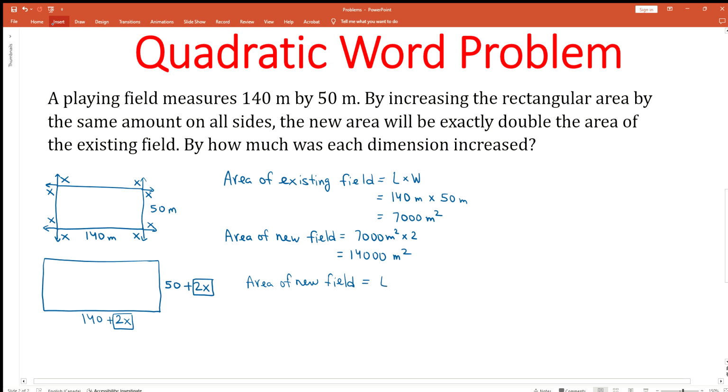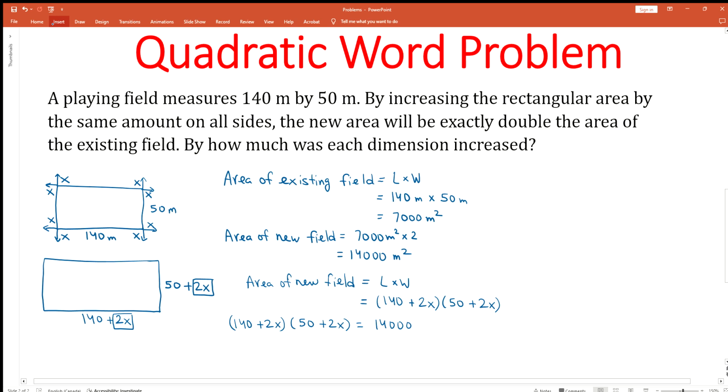The formula is length times width. As per the second diagram, the length is 140 plus 2x and the width is 50 plus 2x. This is the expression for area of the new field, and as per our prior analysis, this area should be equal to 14,000 meters squared. So our equation will be (140 + 2x)(50 + 2x) = 14,000. This is the equation we have to solve to find the value of x.